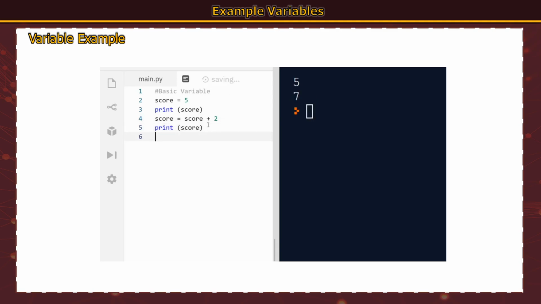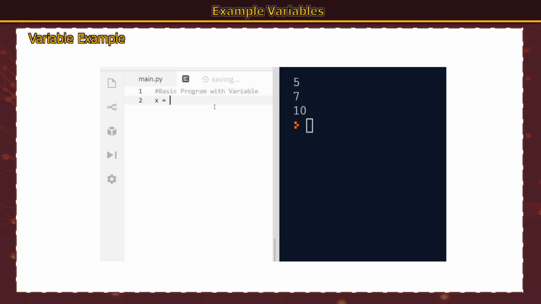The variable has changed. Let's do it again. score equals 10. Let's print out the score again. You will now see the score moves from 5 to 7 to 10. Let's look at a slightly more advanced example, and not particularly difficult to understand.